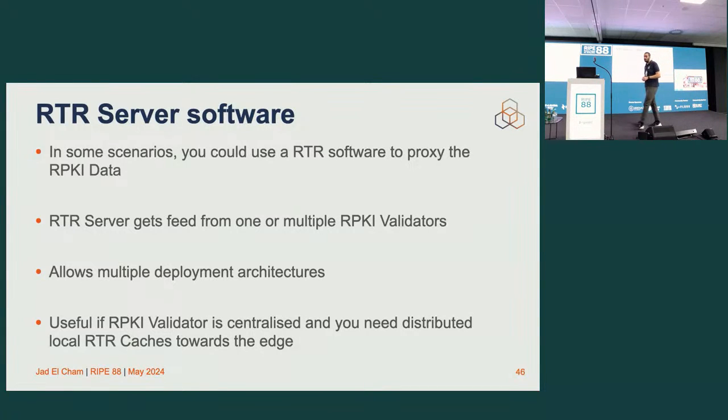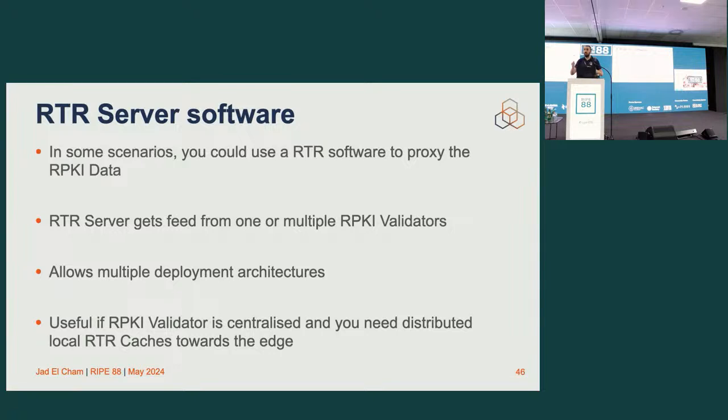So there is a deployment scenario where you can use some sort of an RTR proxy. All right. So you'll have your validators sitting centrally in a data center, let's say, and then you'll have these RTR server proxies sitting closer to the edge, closer to where the routers are. Now, this RTR server can ingest data from different validators. So it can take data from one validator, two validators, three validators, whatever the case is, right?